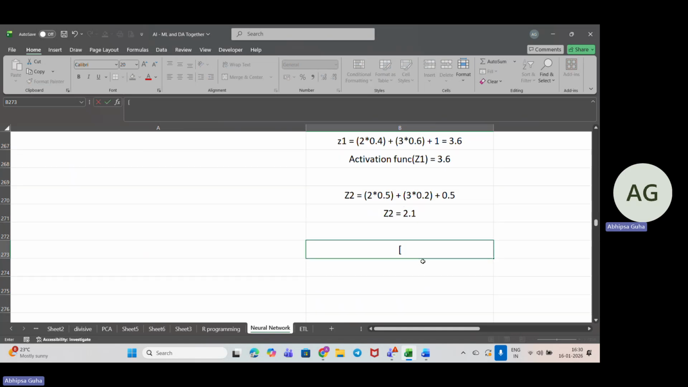Now these are the values that are coming down to the output layer, right? So my values are 3.6 comma 2.1, right? These are the values that are going.